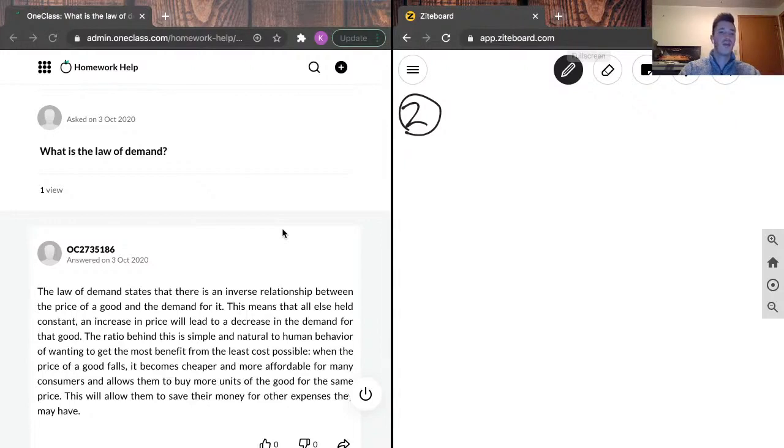When the price of a good falls, it's cheaper and more affordable for many consumers and allows them to buy more units of the good for the same price. This will allow them to save their money for other expenses they may have. So I'm going to start us off here.